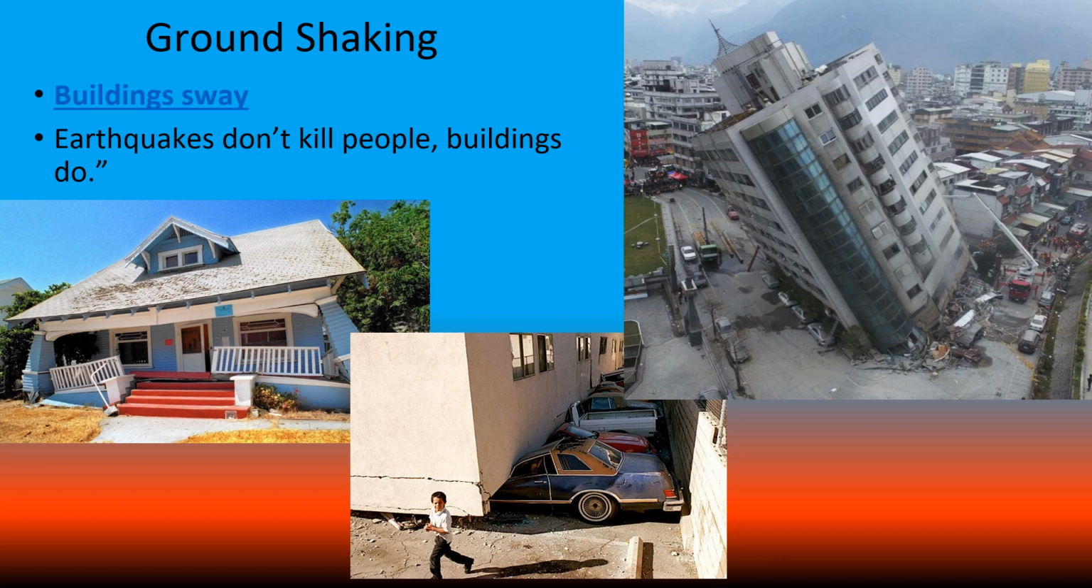So for ground shaking, generally this destroys buildings or alters buildings, causes them to sway. We can see some pictures here. There's a house that's collapsed. Here's some buildings that smashed these cars. Here's a building in Asia, I think, that's been completely tipped over. So pretty intense. And one thing to think about here, for the most part, earthquakes don't kill people, buildings kill people. So something to keep in mind.